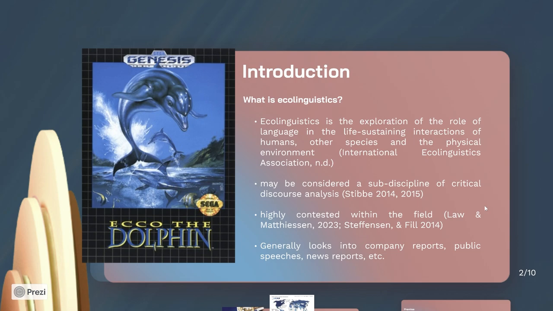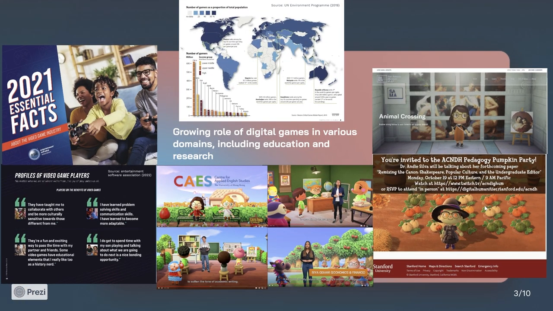Generally, researchers and studies look at company reports, public speeches, and news reports, the kind of things where, say, fossil fuel companies release documents, and then we linguists go and dig it up, download the paper, and it's boring stuff. So how can we make this really interesting?